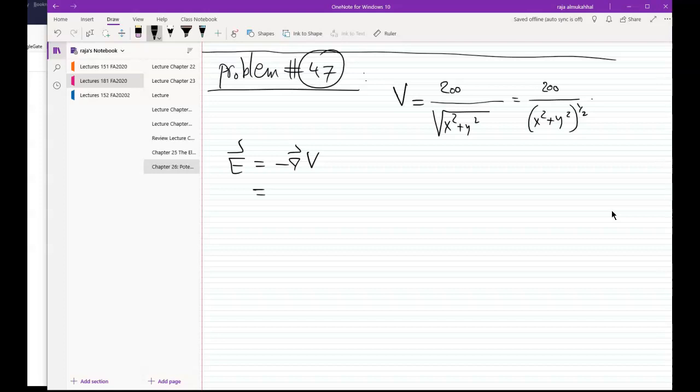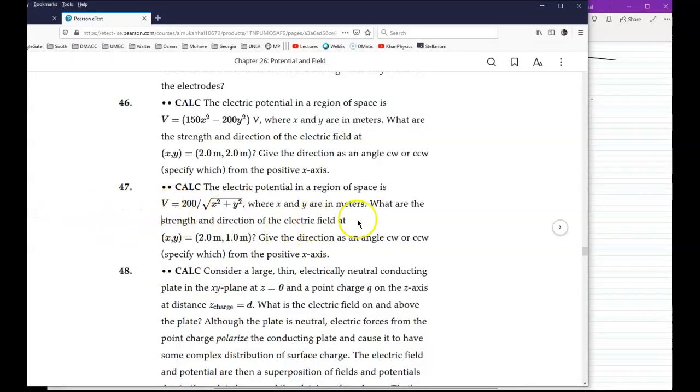So that will be negative partial V partial x i plus j partial V partial y. Is that right? I'm not going to put the z. Why? Because he said, look at the problem, it's only x and y. Okay, so it's a two-dimensional problem. The point is x and y.